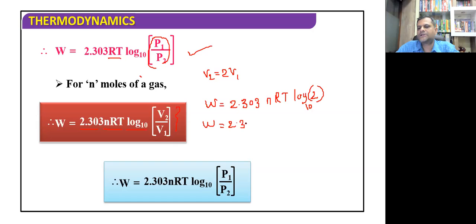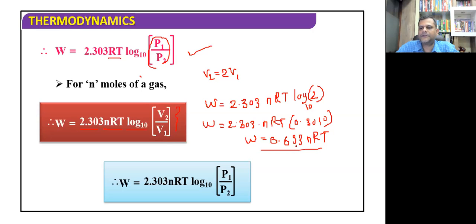So we can just replace it by that and get this 2.303 nRT into 0.3010, which when multiplied together comes out to be 0.693 into nRT. ये 693 जो नंबर है वो भी तुमने अभी केमिकल काइनेटिक्स के अंदर देखा रहेगा. ठीक है, 693 हाफ लाइफ पीरियड के अंदर, राइट?